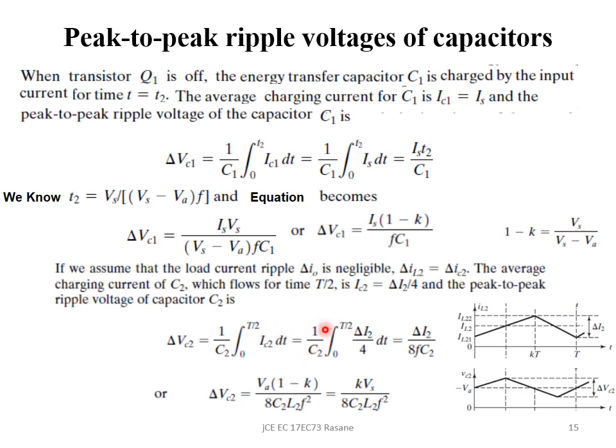IC2 into dt is equal to 1 upon C2. Okay, and we are substituting IC2 is equal to delta I2 by 4 into dt, which is equal to delta I2 upon 8 FC2. And if you solve this, I'll be getting an expression for delta VC2 equal to VA into delta I2. I am substituting as VA into 1 minus K upon 8 C2 L F squared. Now this can be rewritten as K into Vs upon 8 C2 L2 F squared, because we know that VA into 1 minus K is K into Vs.